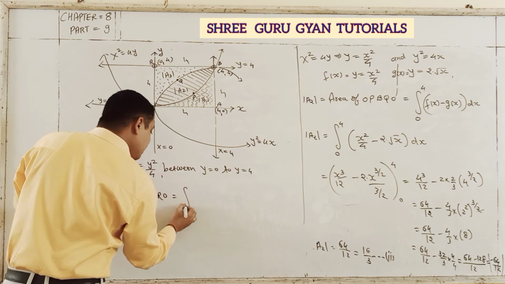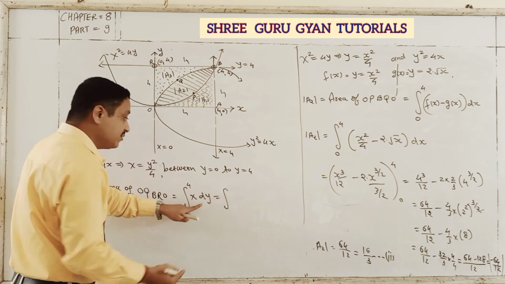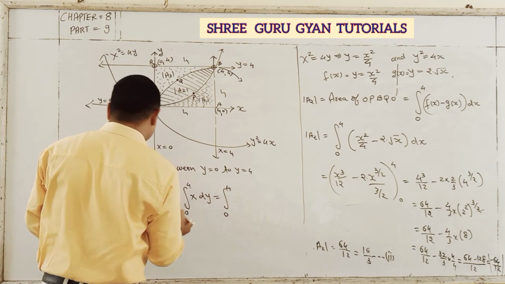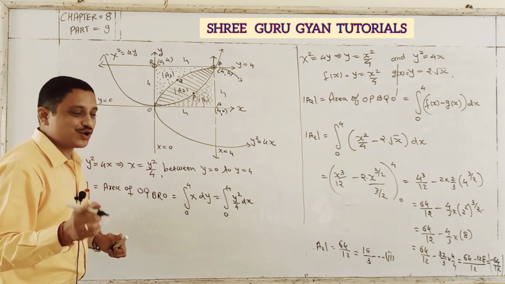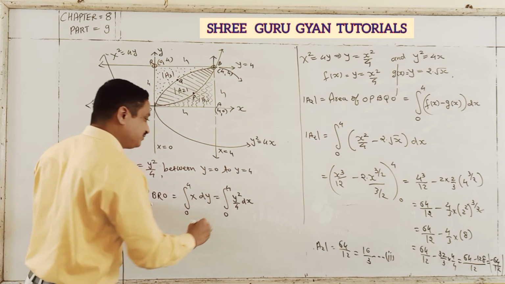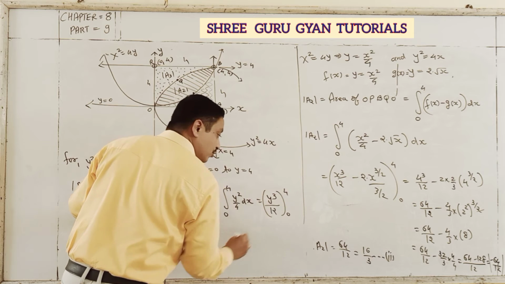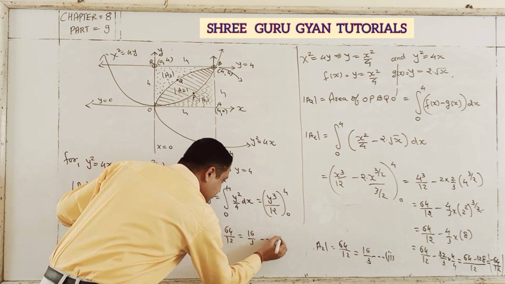And that is easily the integral from 0 to 4 of x dy. Dy means lying on the y-axis. And from 0 to 4, what is the x? Y square by 4. And this calculation, the answer is 16 by 3. Y cube by 3 means 12. Limit 0 to 4. So 64 by 12, 16 by 3. Statement 3.